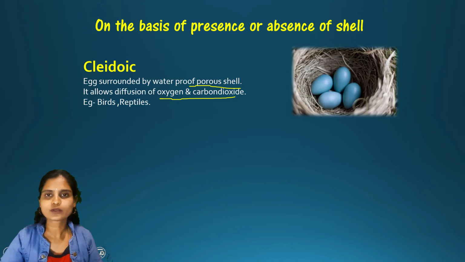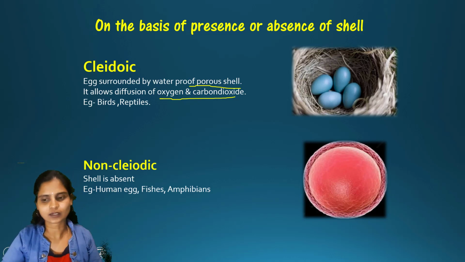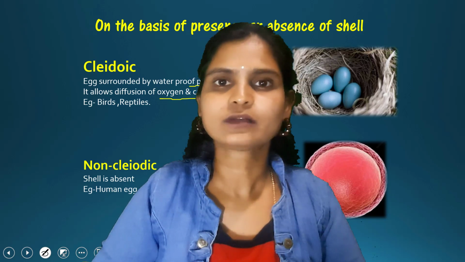So next we are going to study non-cleidoic eggs. Non-cleidoic eggs means the shell is completely absent. In case of human eggs, fishes and amphibians, we can find this kind of egg. So in the next session, we are going to discuss the hormonal control of the female reproductive system.